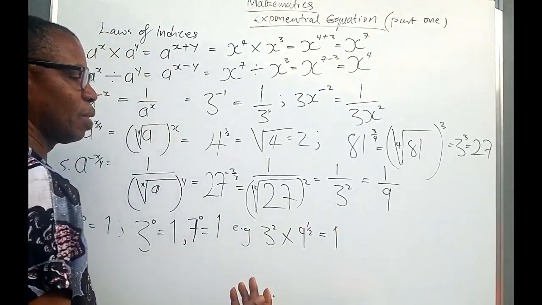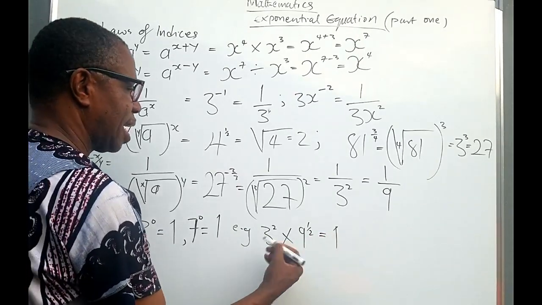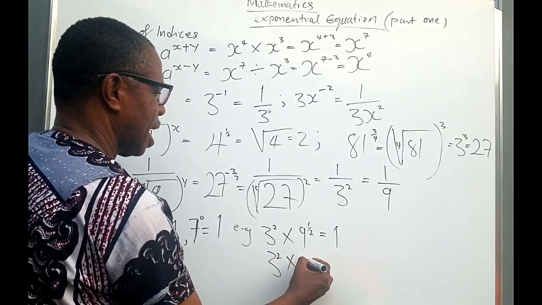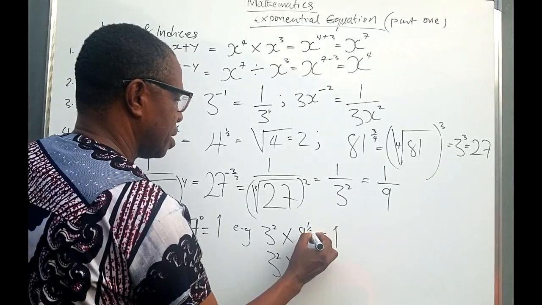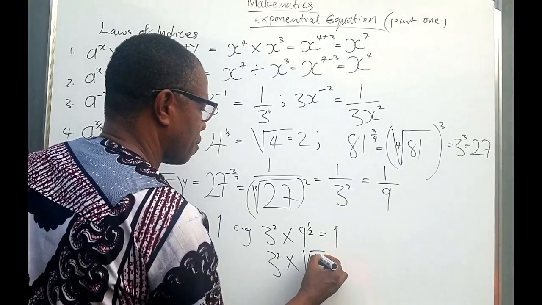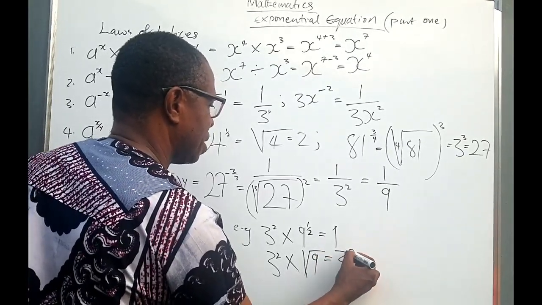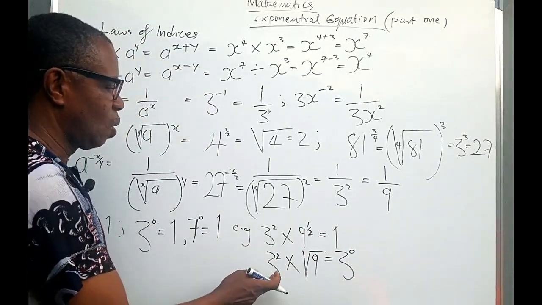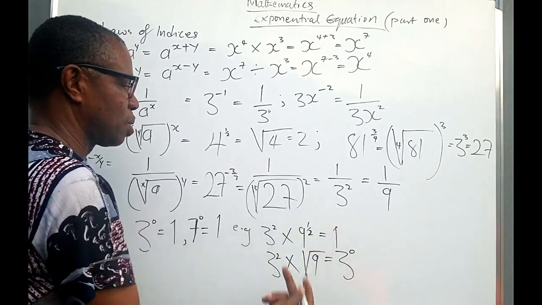Now, without wasting time, this 1 here simply means I can change it. It will now become 3 to the power 2 times the square root of 9 equal to 3 raised to the power 0. So what did I convert it to 3 to the power 0? It is because the lowest base here is 3. So I will now make it 3 to the power 0, which is also equal to 1.